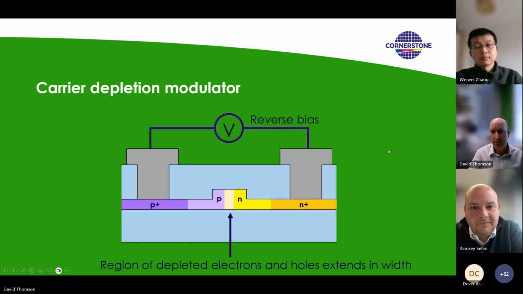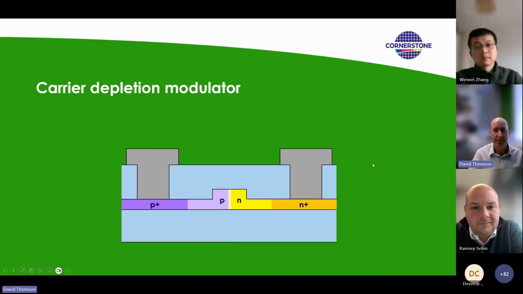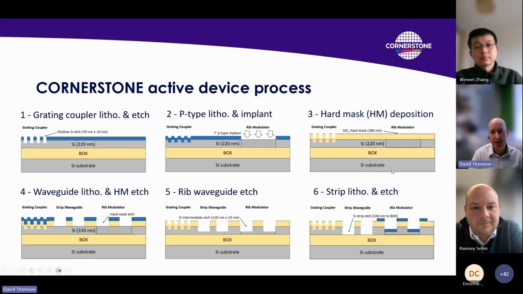So we can make this type of device using typical electronic type processes, hence why it's a CMOS compatible modulation approach. So these are the process steps we use in the Cornerstone MPW active process. You can see these in the design rules when they're released for this process. I'll quickly summarize them now.